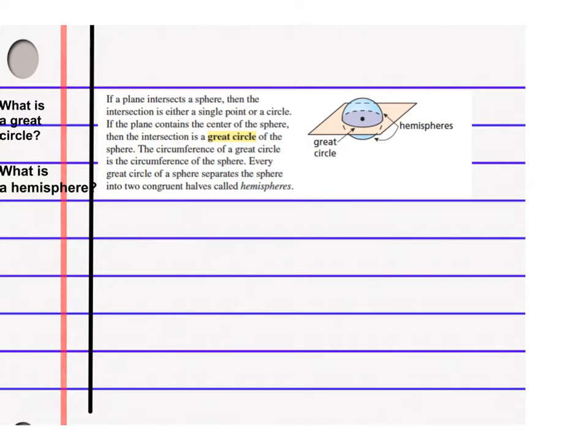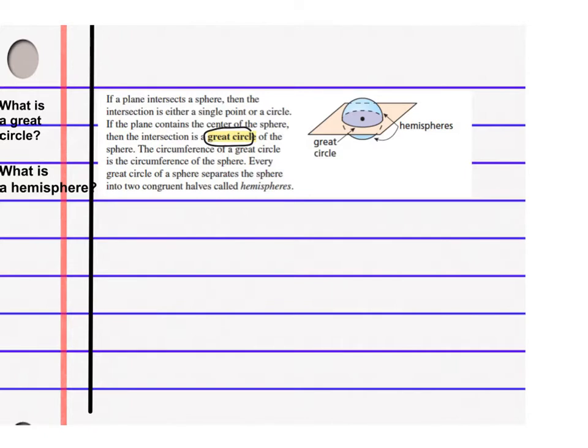I really would not do that. Let's see what we need to know here. If a plane intersects a sphere, then the intersection is either a single point or a circle. If the plane contains the center of the sphere, it's called a great circle. So a great circle is basically a cross section that goes through the center. And the circumference of a great circle is the circumference of the sphere.